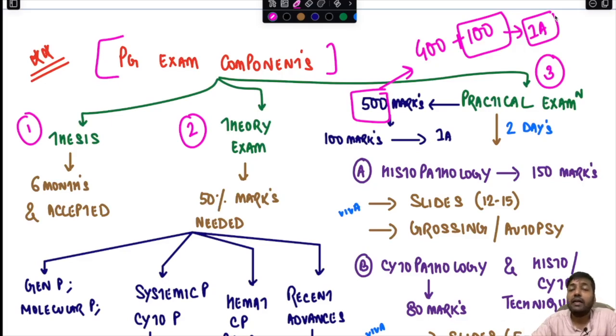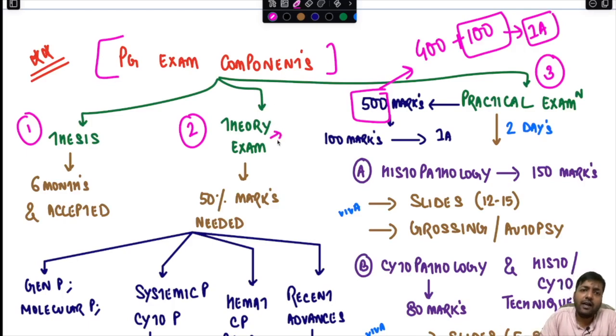Internal assessment meaning, okay, whatever journal club presentation you have given, seminar presentation you have given, or whatever work you have done, how you have worked in the department, based on that the department is going to give you some scoring. So that is the internal assessment, and that will be added to the practical mark. This is according to the NMC, but it might vary from college to college.